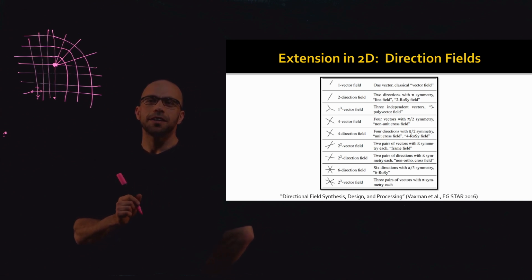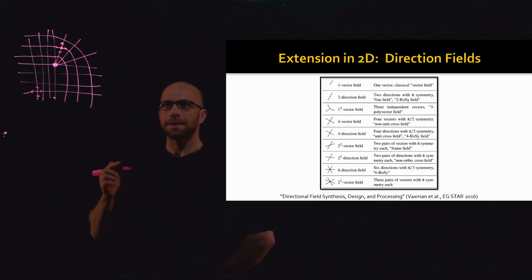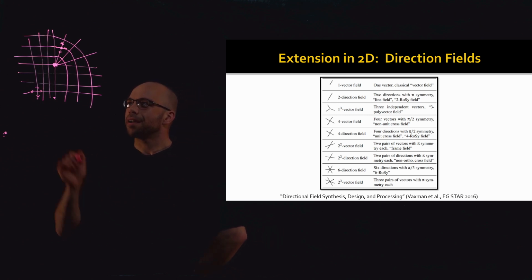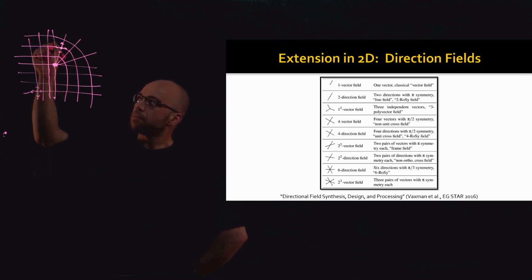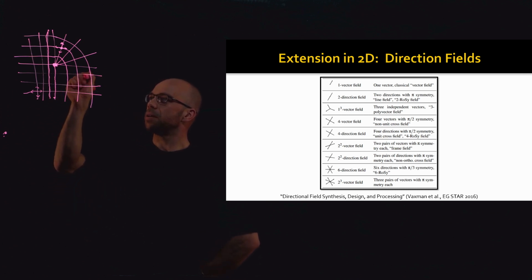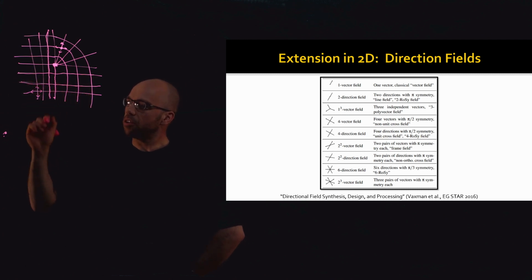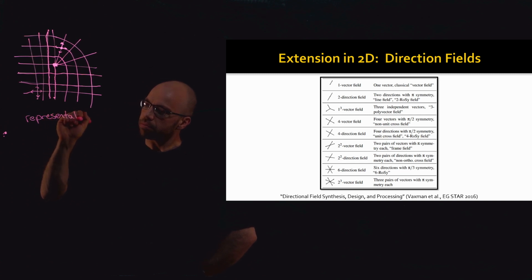Now, why did I draw this particular picture? So notice that at this point, our directions would look like that. So this is a 4-direction field. Now, this illustrates the basic challenge in computing these direction fields, which is basically representational in nature. And here's what I'm talking about. If you look at this direction field and you ask, how do you represent it?